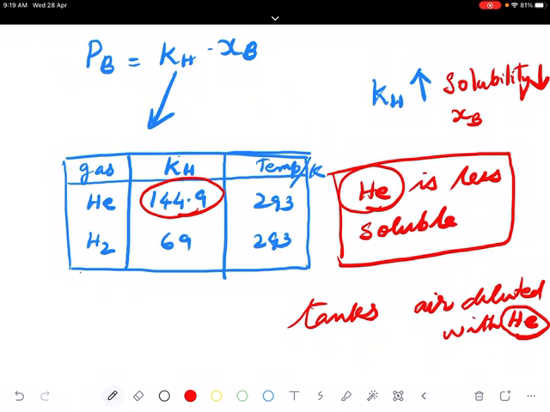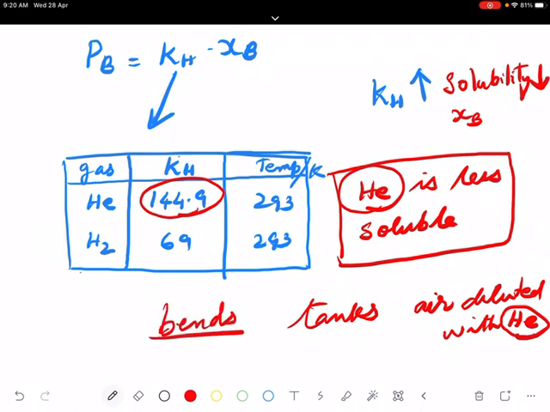And when the scuba diver comes up, the dissolved nitrogen will come out from the blood in the form of bubbles, and these bubbles will remain at the joints of bones, and that will give immense pain, a severe pain. That pain is very high. That pain is called bends.